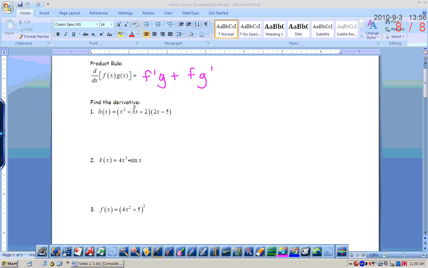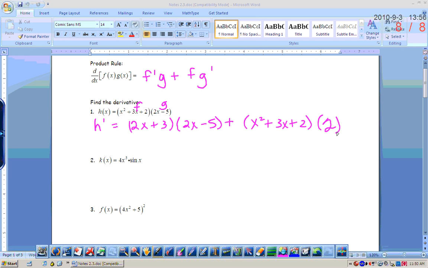So for number one, I'm going to think of that first parenthesis as my f and the second parenthesis as g. So h prime is going to equal the derivative of the first parenthesis, or 2x plus 3, times the second parenthesis, 2x minus 5, plus the first parenthesis, times the derivative of the second one, which is 2. And you're done. You do not have to simplify.